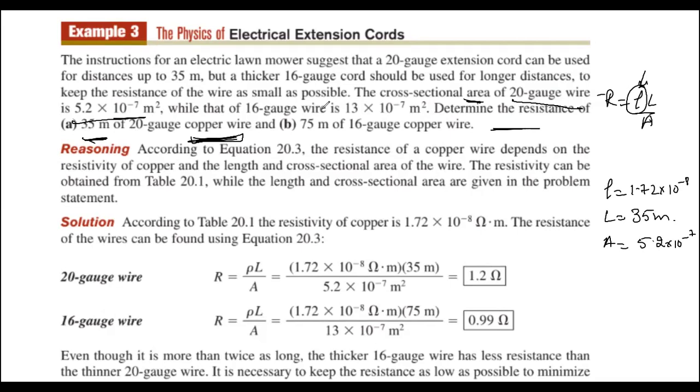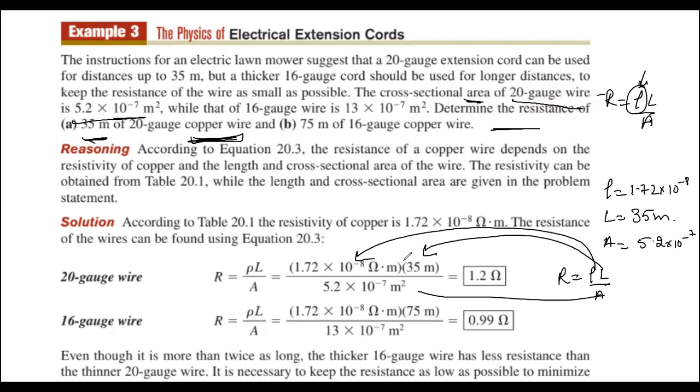Feel free to stop over here and do the calculation on your own using this formula. So plugging in the numbers. So rho value is 1.72, L value is 35, and A value is 5.2. So let me punch in the numbers in the calculator. 1.72 into 10 to the power minus 8 times 35 upon 5.2 into 10 to the power minus 7. So it gives me 1.2 ohms.